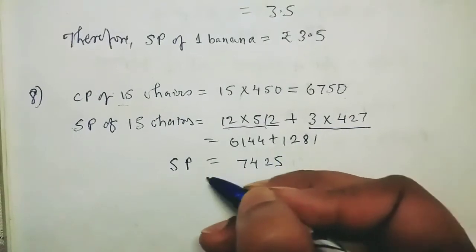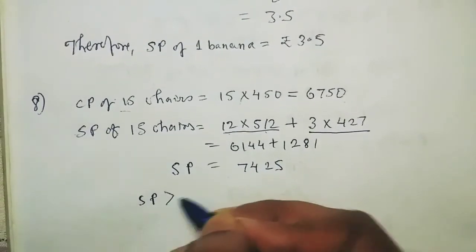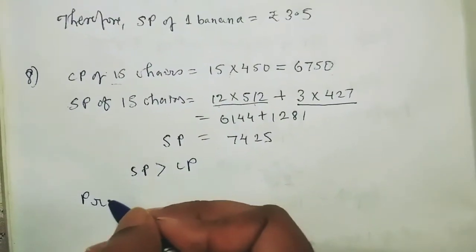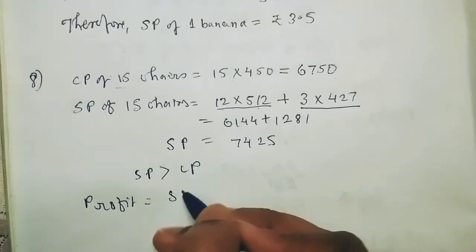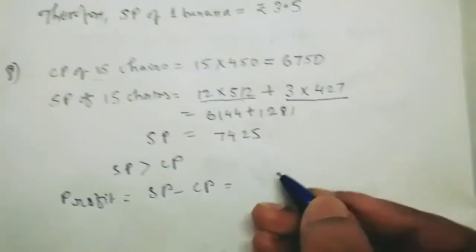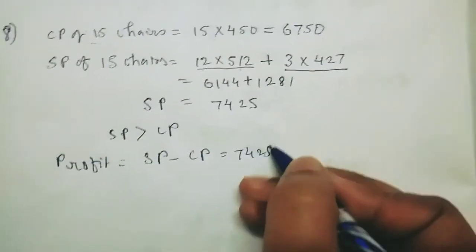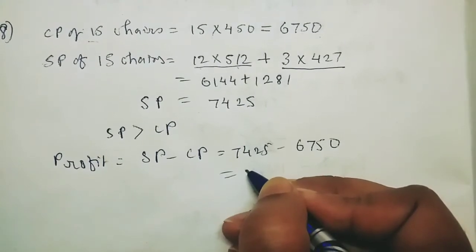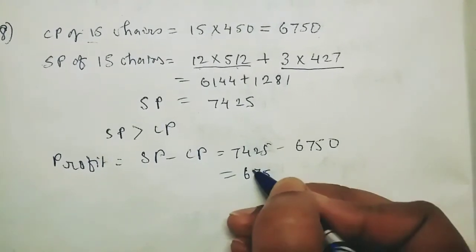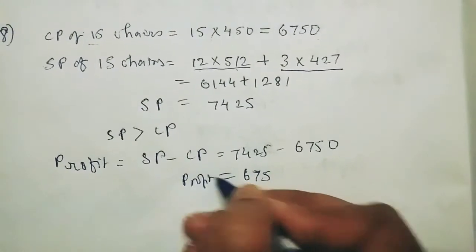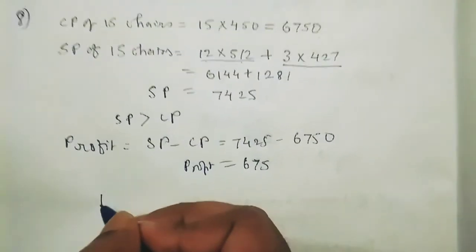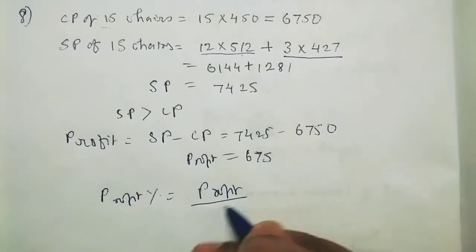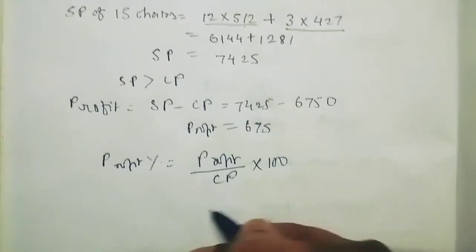Now you can see SP is more than the CP. That's why profit happened. So profit percent, you will first of all find out profit equal to SP minus CP. That means 7425 minus 6750. So it is coming out 675. So this is the profit. Okay. Now profit percent you have to take out. So profit percent equal to profit by CP into 100.